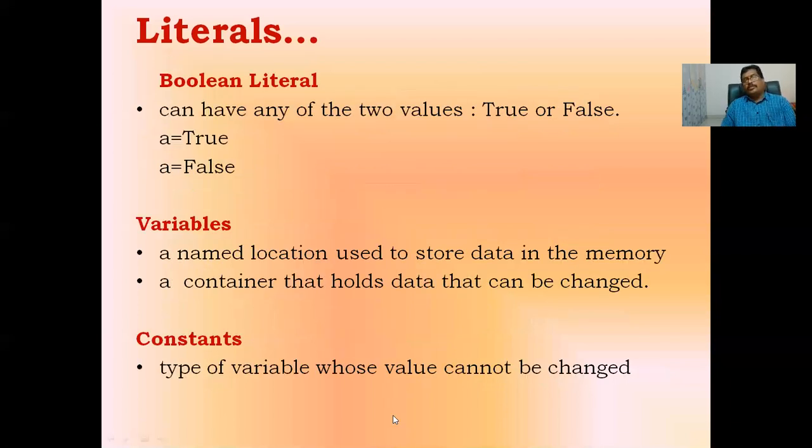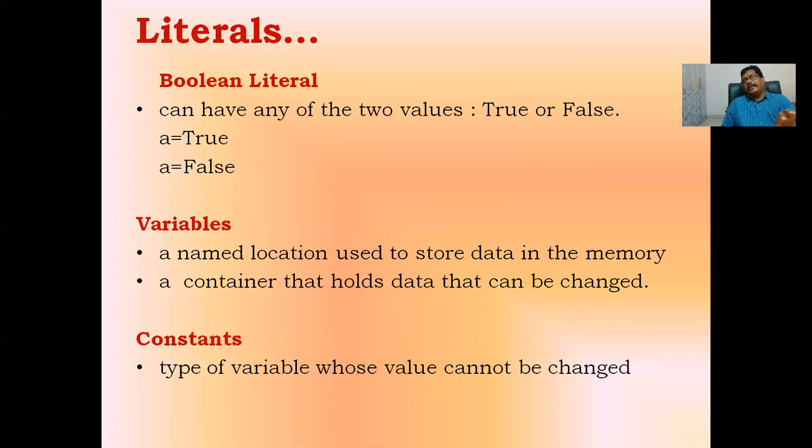Okay, here along with the numeric literal and character literal, we have the Boolean literal. A Boolean literal is nothing but either a true value or a false value. It is going to hold only one value, either true or false.